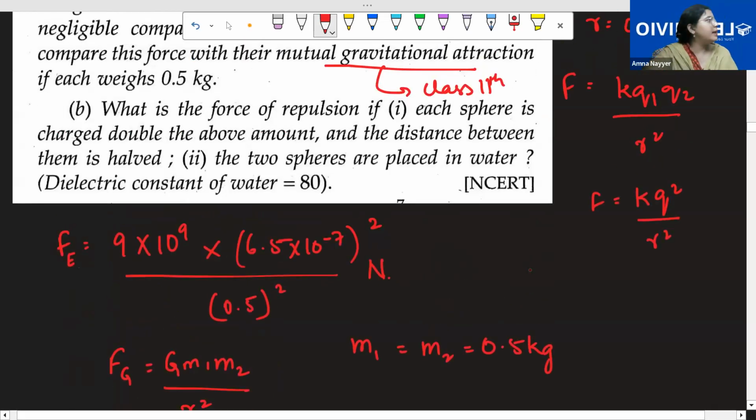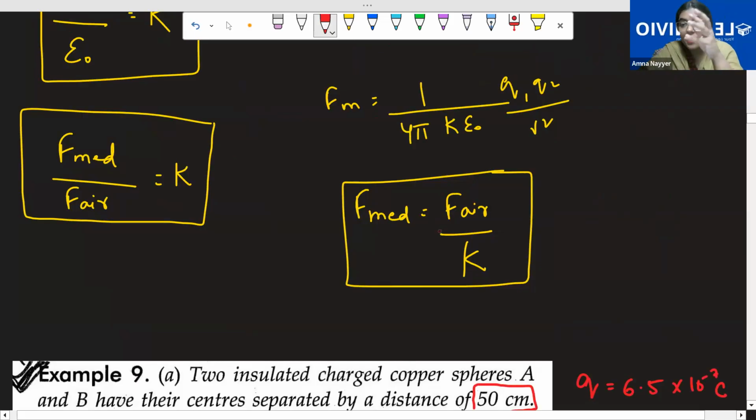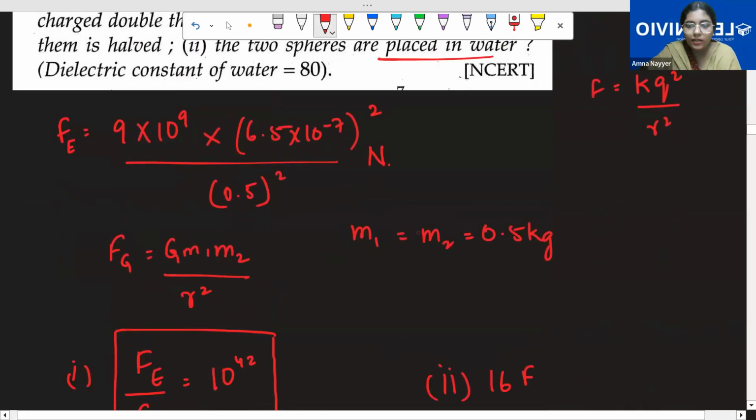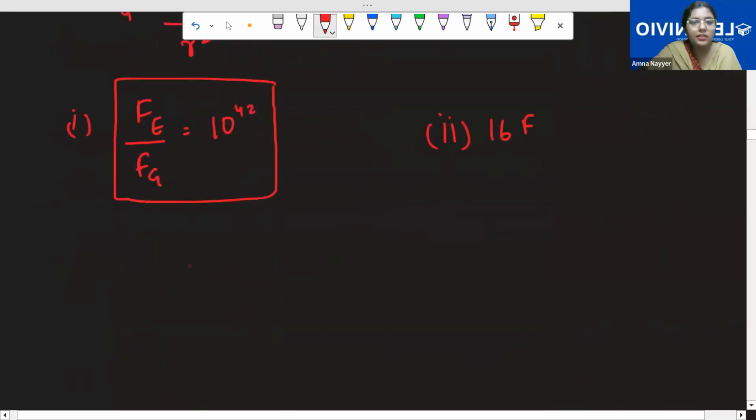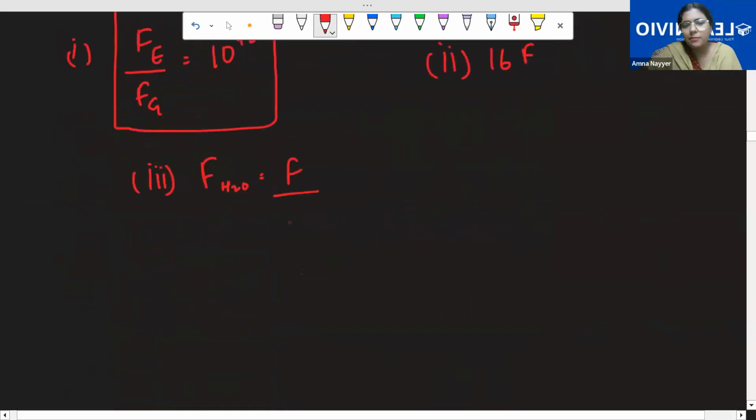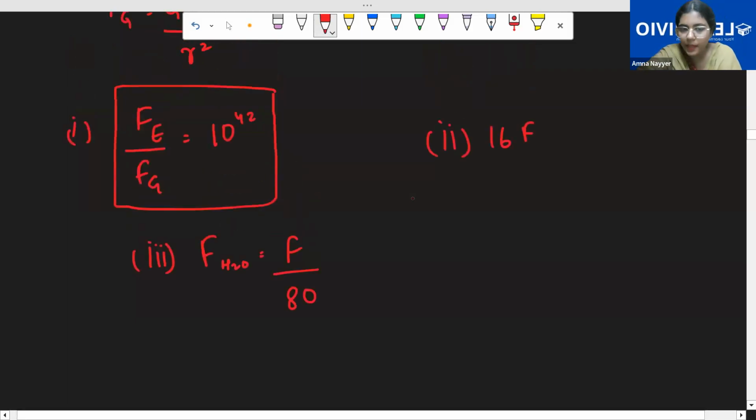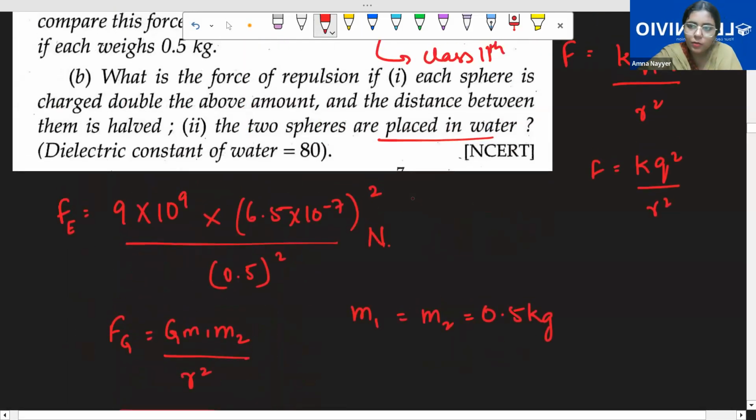And the last part says that the two spheres, when they are placed in water. So see, that's what I just discussed with you, this part. F in medium is F air by K. So the value that you get from here, this first value, the third part would be the force in water, which is equal to force that you calculate, this F divided by K, which is given as 80. Sometimes 81 you will get, sometimes 80 you will get for water, but you don't have to remember any dielectric constants value. What do you have to remember? Few things are there that I've already told you. Okay, so these questions will you be able to manage?